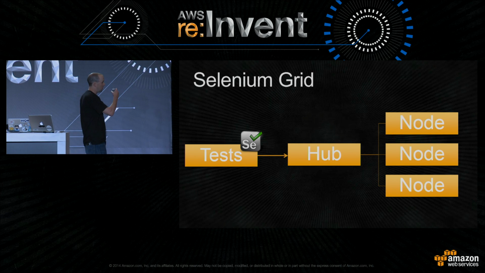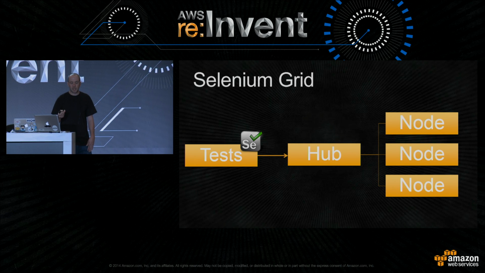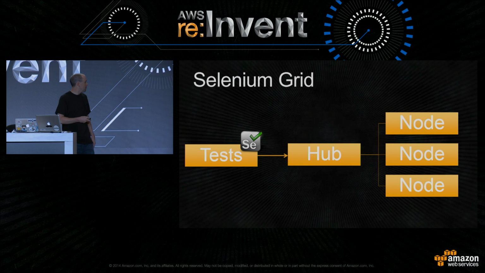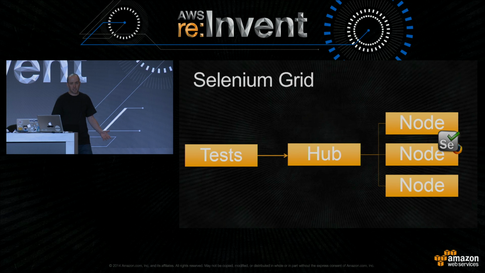I'll walk you through a quick demo here. We'll have some Selenium commands that we want to run. The tests are going to send those commands over to the hub. They'll be queued at the hub until a browser instance becomes available. Once the browser instance becomes available, then it gets sent over to the node.